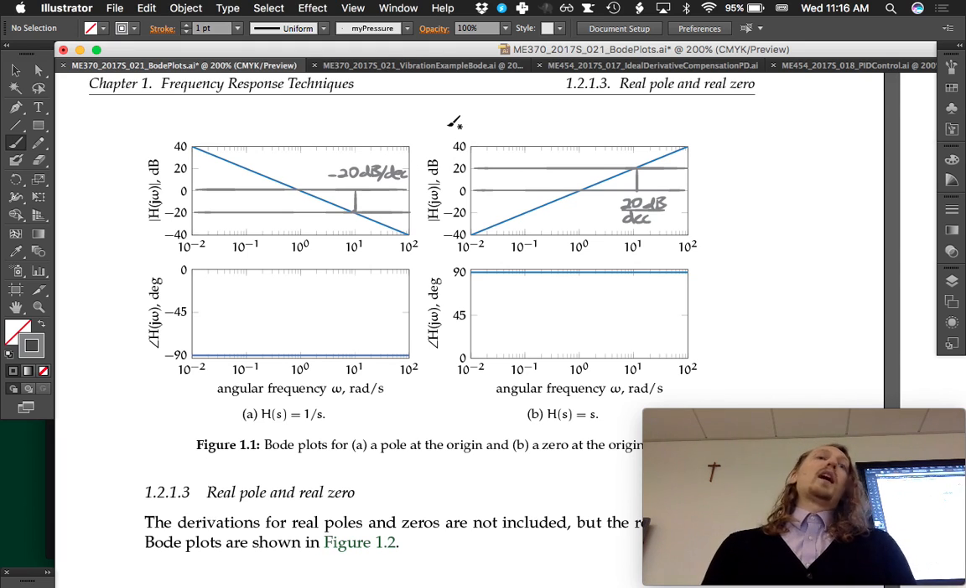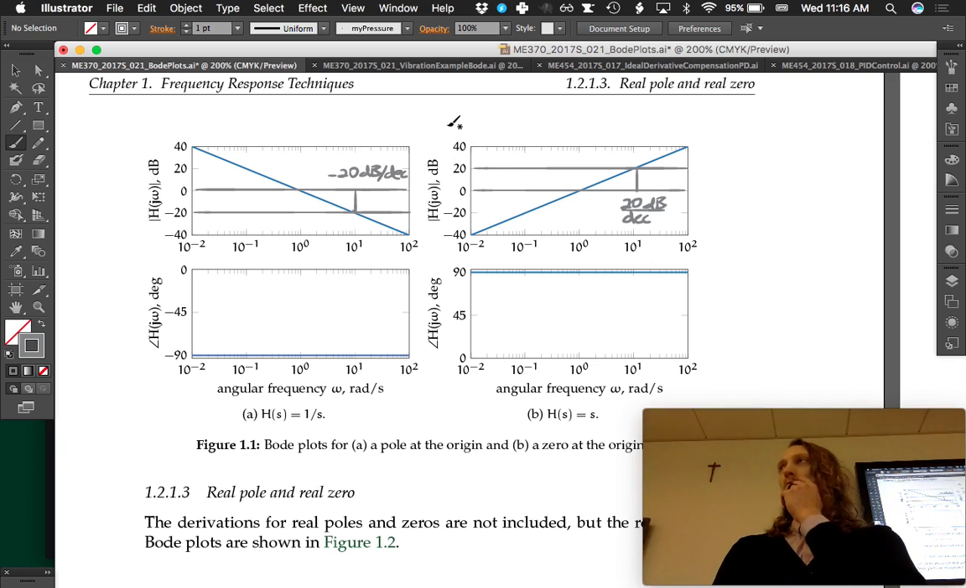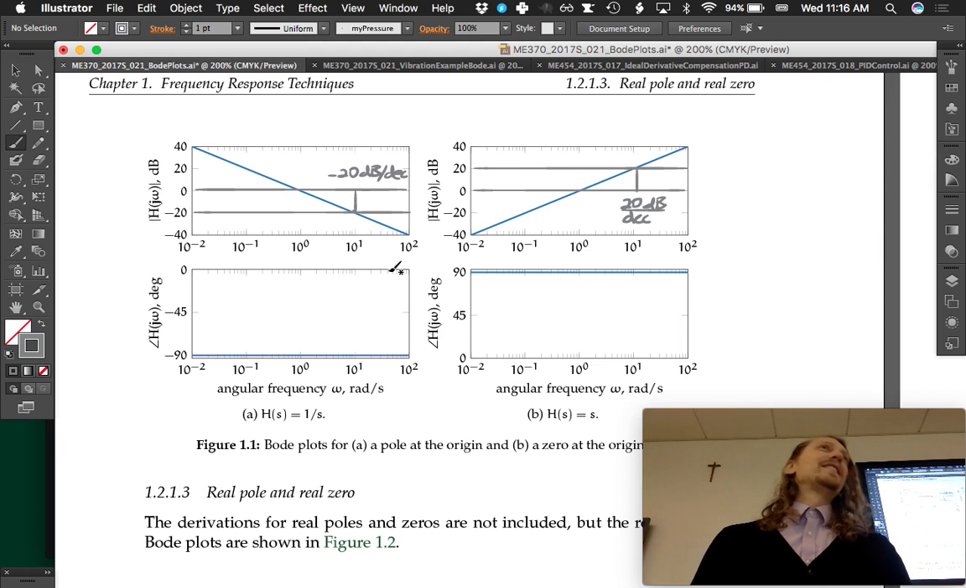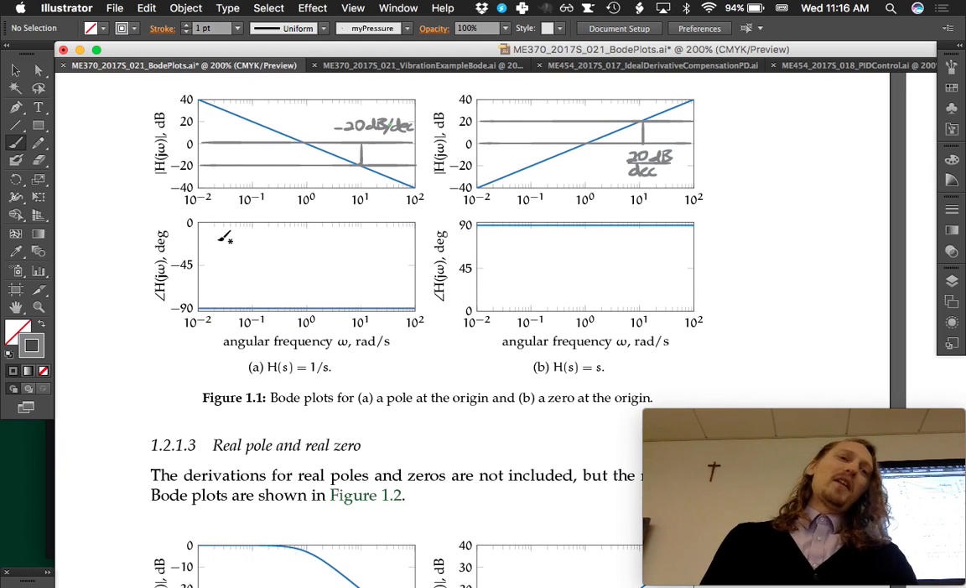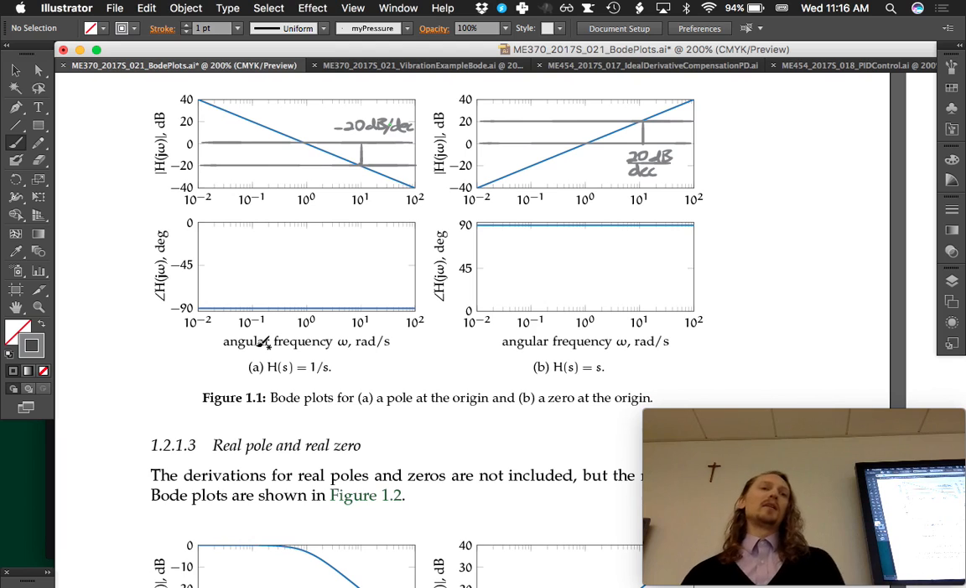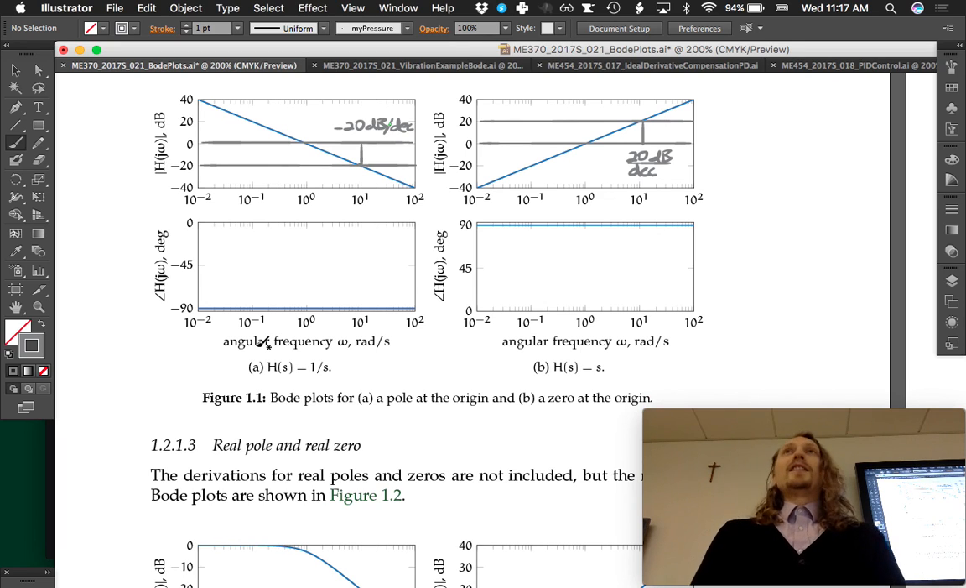But it's a straight line again, right? So once again, we have these nice straight line plots, which are easy to plot by hand. You can plot straight lines pretty easily if you have a ruler or a steady hand or just computers to help you. And then the phase of this one just ends up being negative 90 degrees. So that's constant all along. So those are pretty easy, okay?